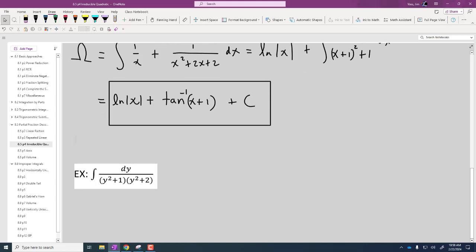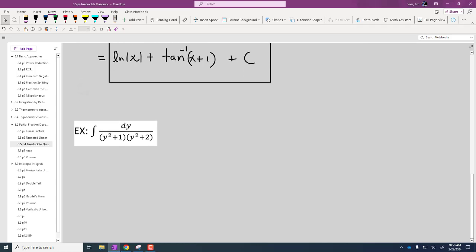Okay, so you all give this one a shot. We have 2 irreducible quadratics. If you want to switch to x's, you can switch to x's. So 2 irreducible quadratics. First, go ahead and write down your PFD form and then see if you can get it.